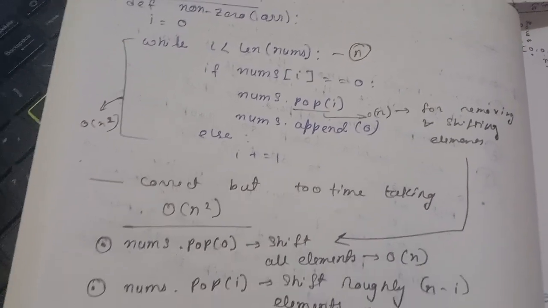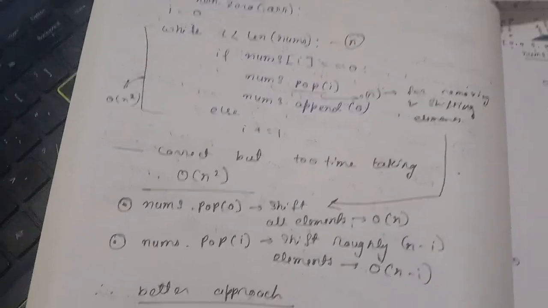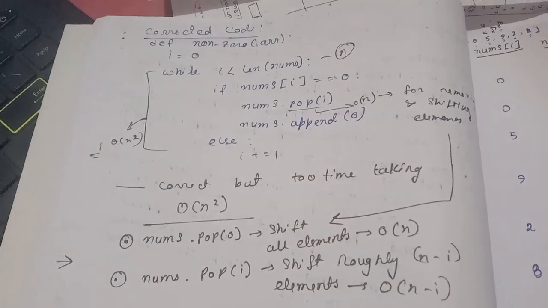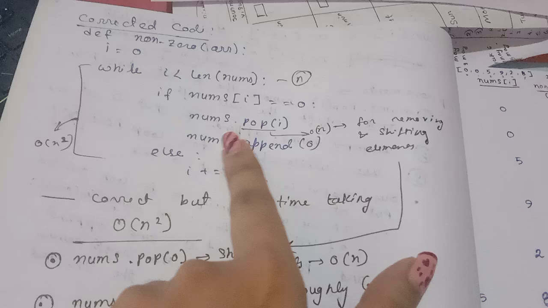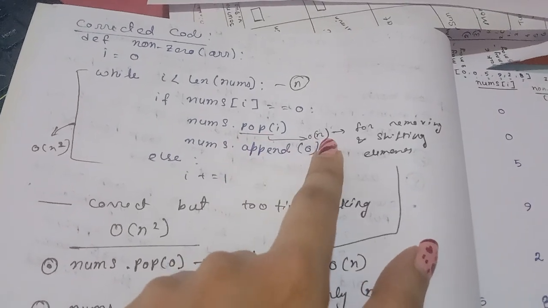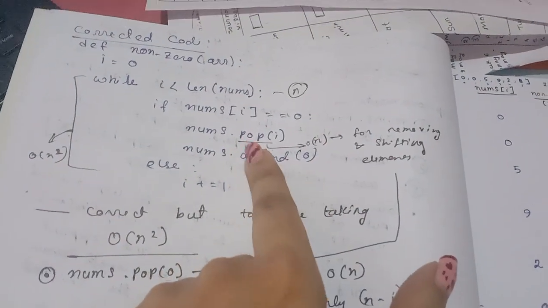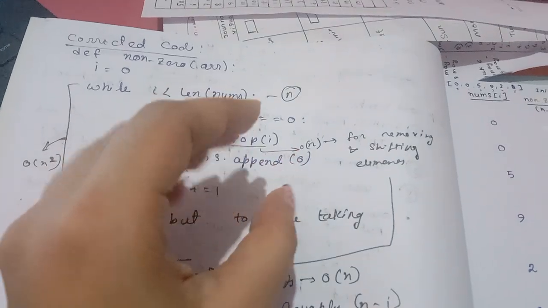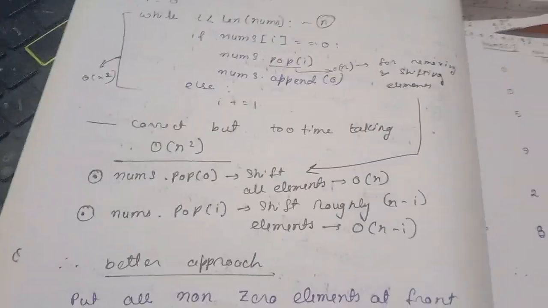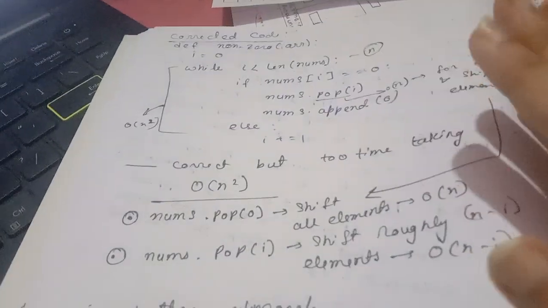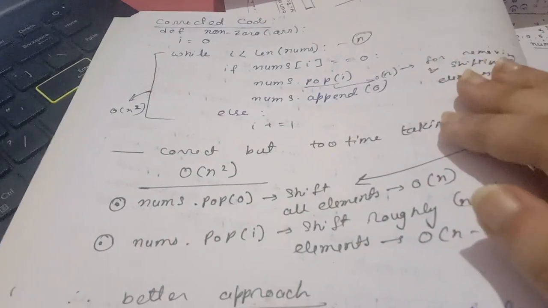But here is also an issue. The issue is that this takes too much time: it takes big O n square time. Why n square? Because the loop runs n times, and the pop function takes big O n time, because in the pop function we are not only popping the element, but also shifting the n elements, meaning all the elements in that position. So now for a better approach, we know we cannot work with this one because it is taking too much time.